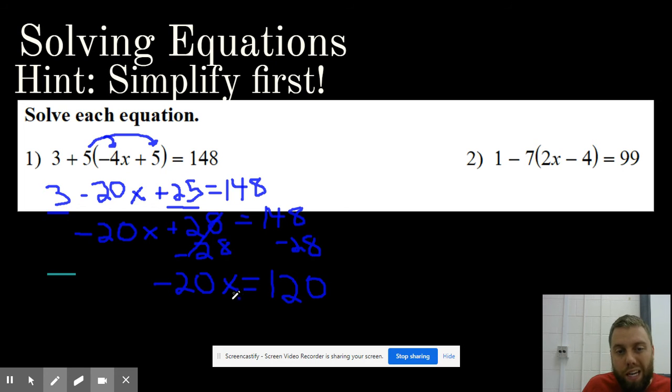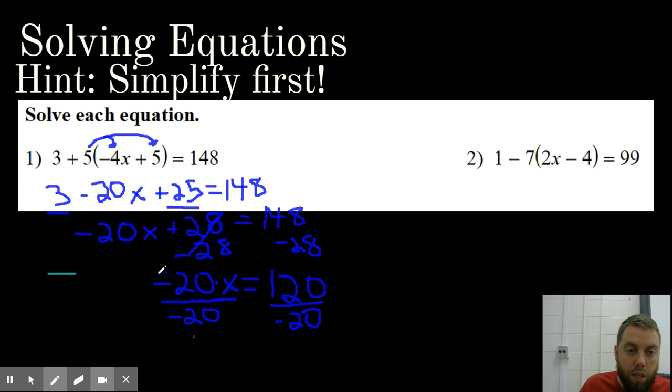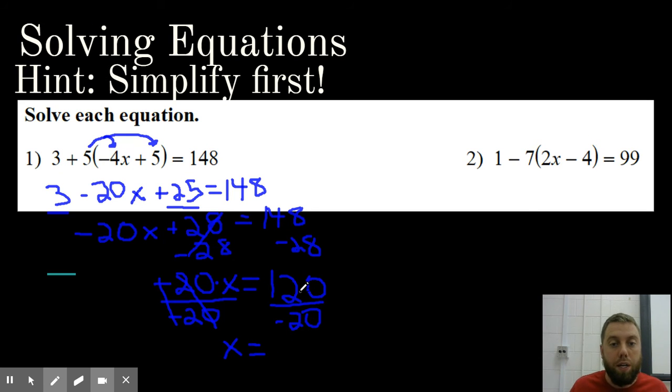Now, negative 20x is the same as negative 20 times x. There's no 1 here. So we are going to divide by not 20, but negative 20. That negative is important, so we got to get rid of it. Negatives cancel out, the 20s cancel out, leaving just x. We have now isolated the variable, and 120 divided by 20, I know that's 6, but I'm going to type into the calculator 120 divided by negative 20, and sure enough, I get negative 6.